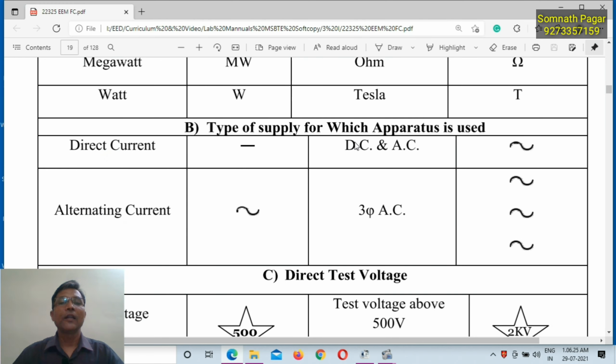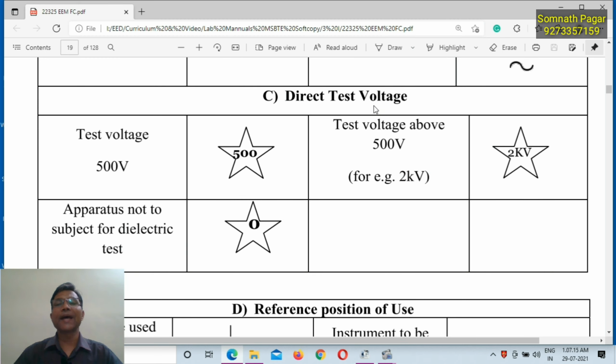Now we will see the type of supply for which the apparatus is used. Direct current is shown using a straight line. If the supply is DC as well as AC, then such a symbol is shown. If alternating current is there, then this symbol is used. If the supply is 3-phase AC, then three such symbols are drawn. In case of direct test voltage, if the voltage is less than 500 volt, then 500 is written in such a star. If the test voltage is above 500, for example 2 kV, then 2 kV is mentioned in such a star symbol.